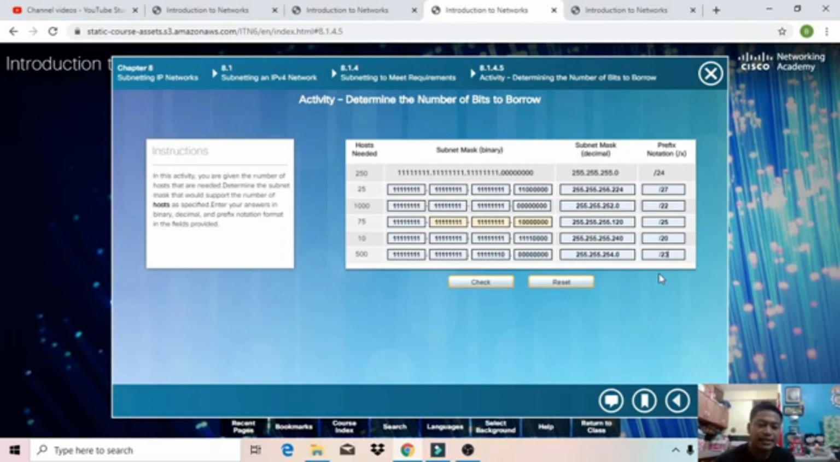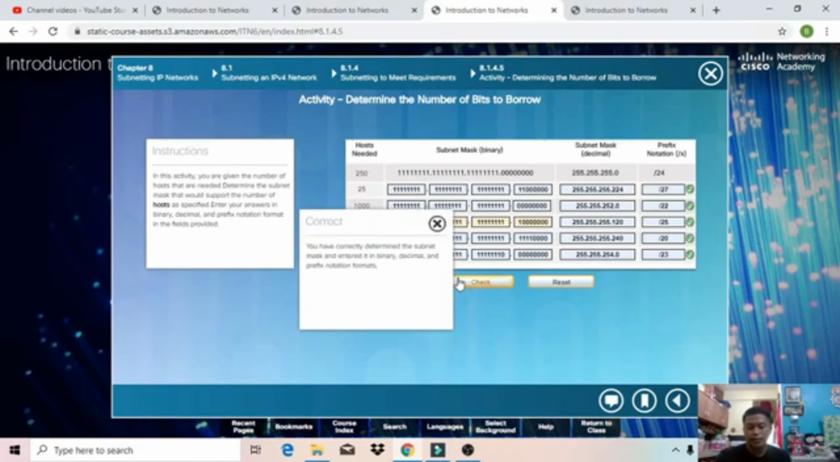This is VLSM, Determine the number of bits to borrow. So this is the subnet binary, and this is the hosts needed. So let's check if our answer is correct. Correct, our answer is correct. You have correctly determined the subnet mask and entered it in the binary, decimal, and prefix notation format. So let's proceed to the next activity, the last activity.